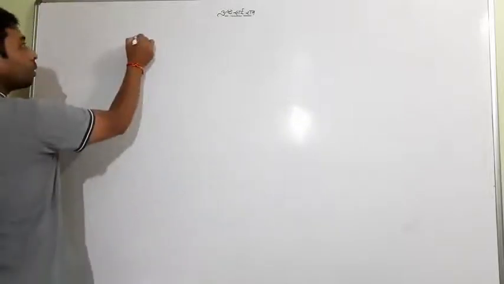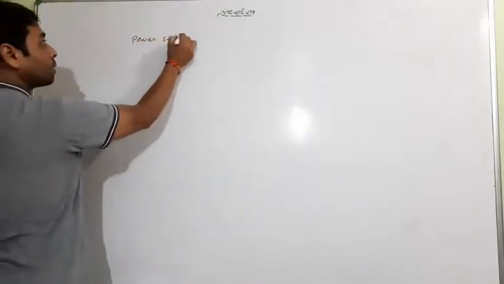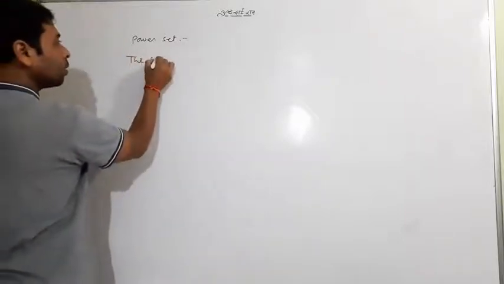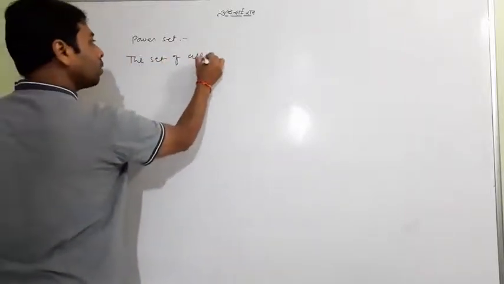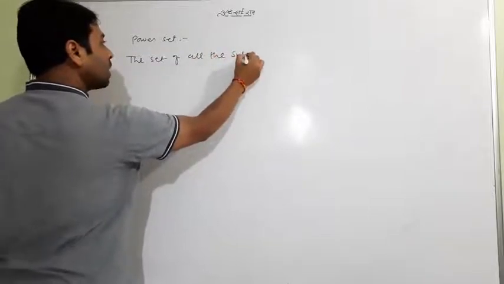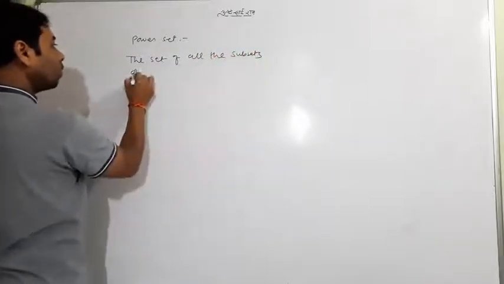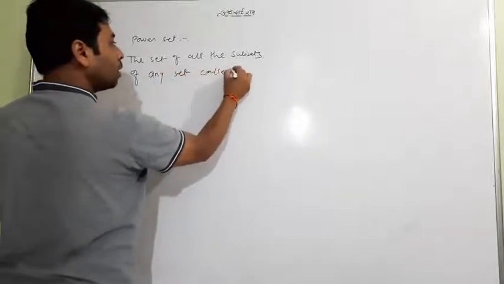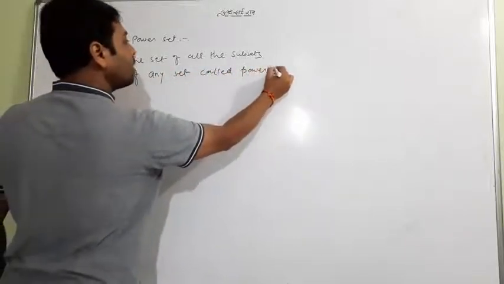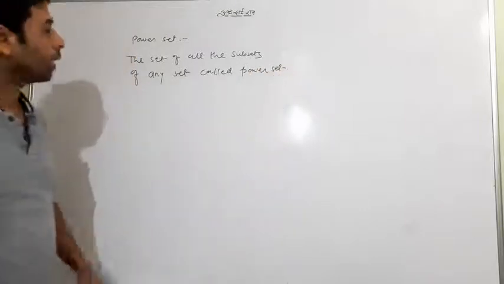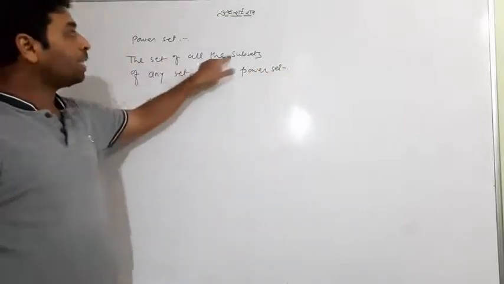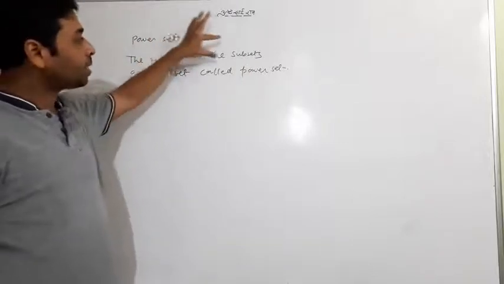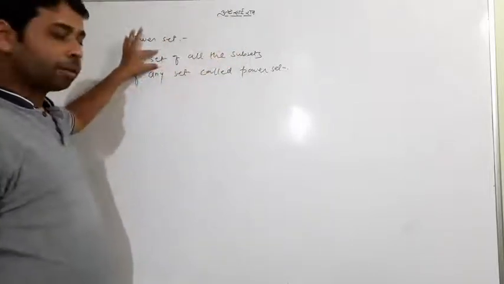Look at power set. How will we define that? Look, the set of all the subsets of any set is called a power set. Very simple definition, and try to concentrate on that. The set of all the subsets of any set. Meaning if you have any set, find all its subsets and make them a set. It will be the power set.